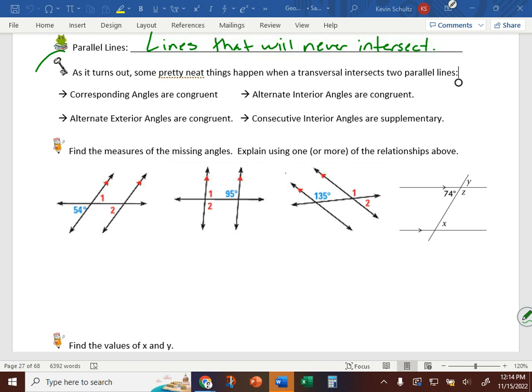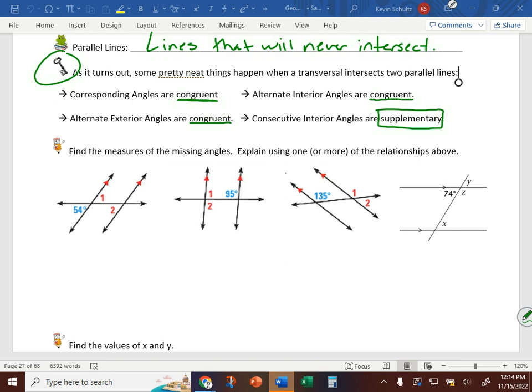This is a key point as well. I recommend you put it on a help sheet. Corresponding angles will be congruent. Alternate interior angles will be congruent. Alternate exterior angles will be congruent. The only one that's different, consecutive interior angles, are going to be supplementary. So 3 of the 4 relationships involve congruency. The 4th one involves supplementary angles.